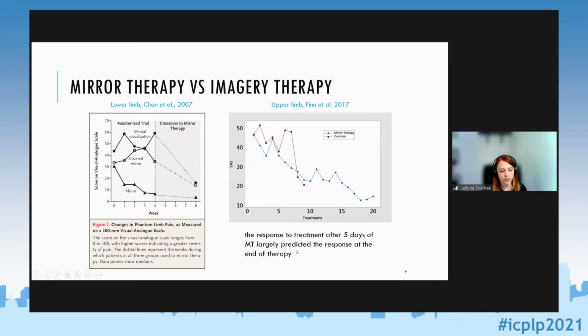Interestingly, the response to treatment after 5 days of the mirror therapy largely predicted the response at the end of the therapy, showing that it can be quite early known whether a patient reacts well or not, because there are individual differences. Not all patients react well, but on average, it seems to be relatively efficient.